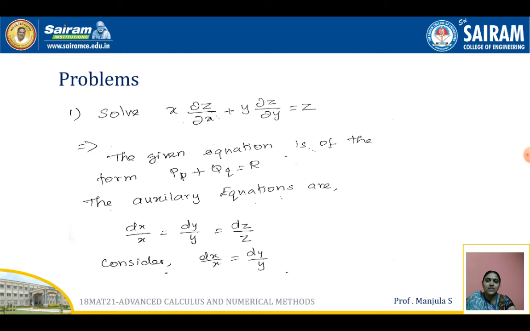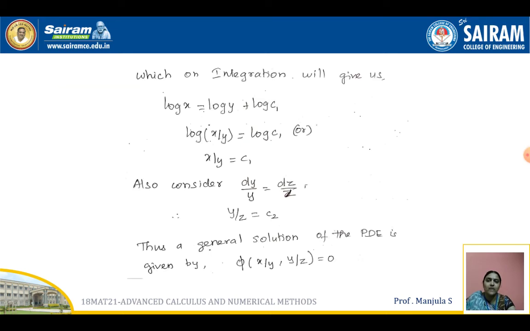First we'll consider the first two terms, dx and dy: dx by x equals dy divided by y. Directly go for integration. We get the solution log x equals log y plus an arbitrary constant, say log c1. So log x minus log y equals log c1. With the help of the logarithmic property we can write log of x by y equals log c1. On equating, we get x by y equals c1. So we got one solution from this auxiliary equation.